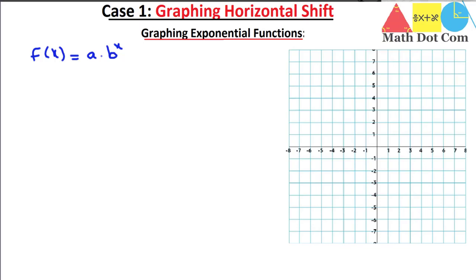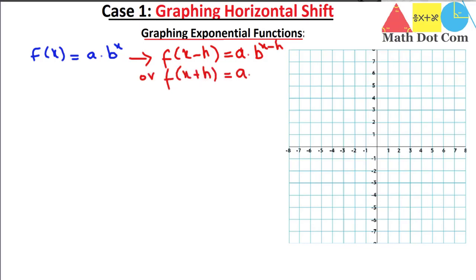So let's see case one, where we are graphing the horizontal shift. I will tell you in detail about the horizontal shift, but currently you just need to know how we are going to alter the exponential function in case one. The general form will be altered as f of x minus h equals a dot b raised to power x minus h, or f of x plus h equals a dot b raised to power x plus h.